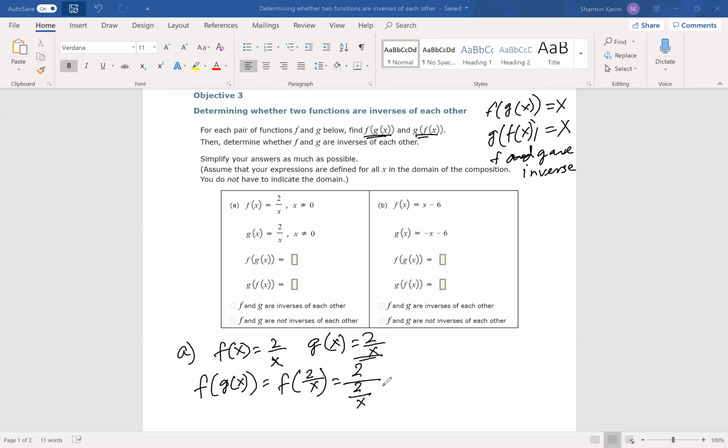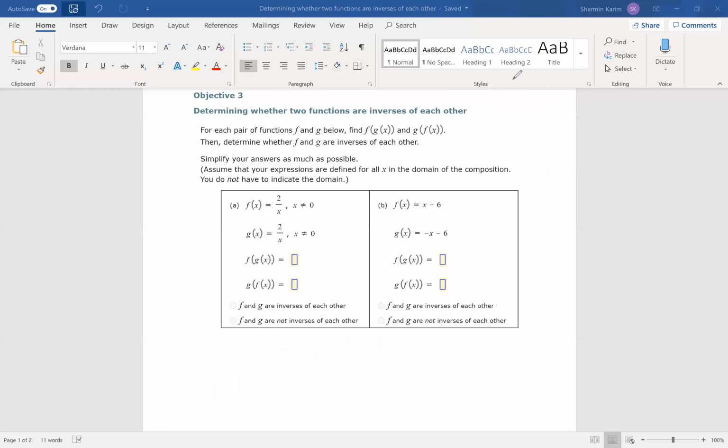Now if we multiply x in both numerator and denominator, we get 2x in the numerator and denominator x cancel each other. So we have a 2 and 2 cancels each other. So we end up with x for f of g of x. So this answer is x. So let's clear and let's do the g of f of x.